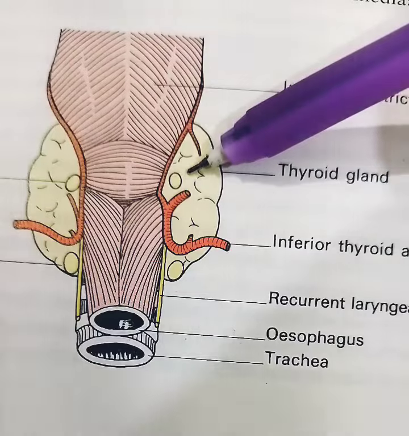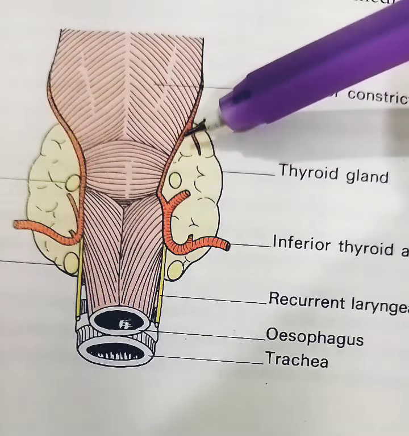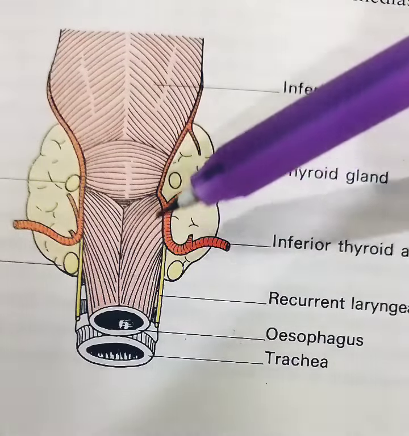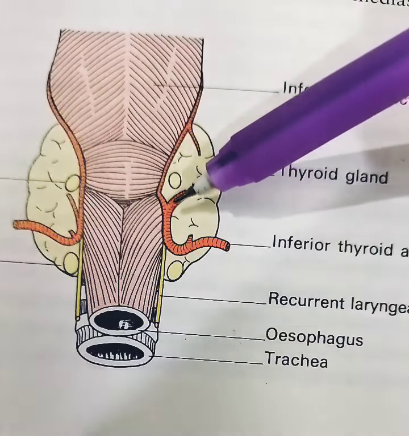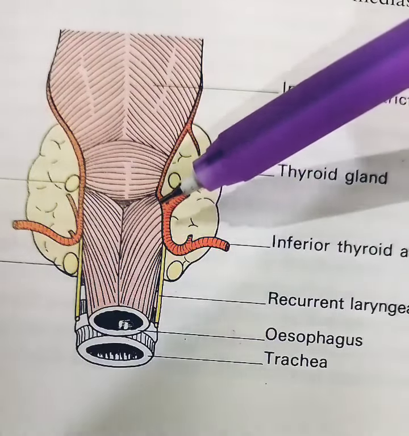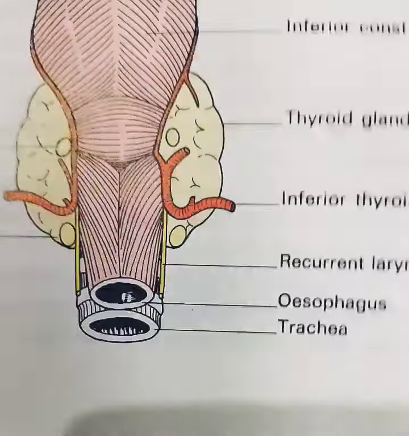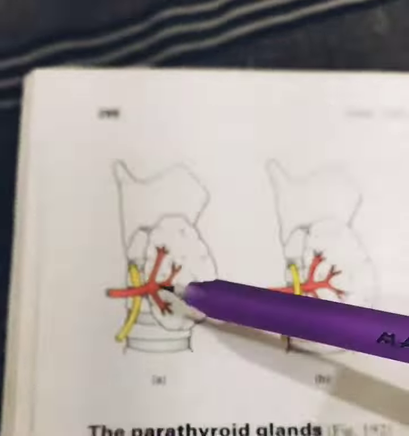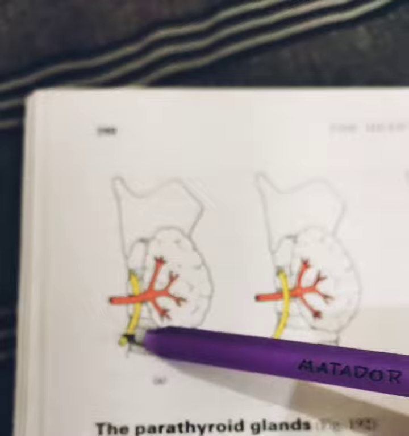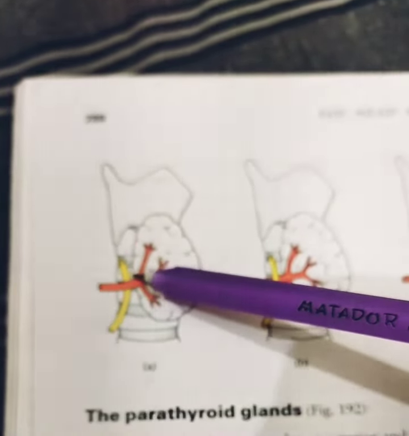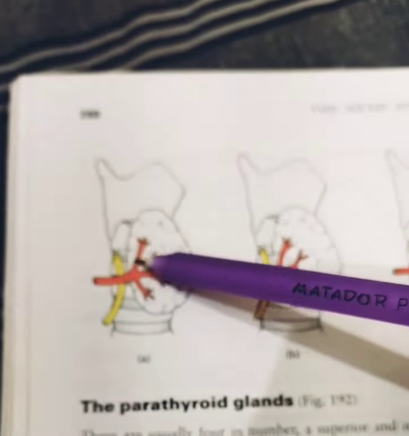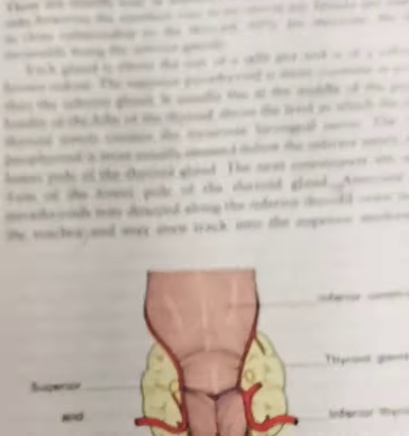This is the superior parathyroid gland. It is situated on the posterior border of the thyroid lobe, just above the midpoint. It is also related to the inferior thyroid artery. This is the recurrent laryngeal nerve, and it is situated just above the inferior thyroid artery.